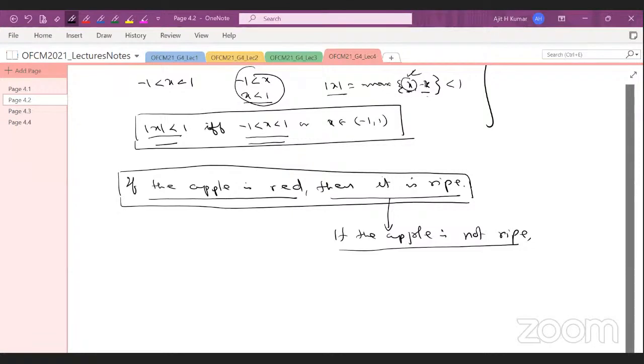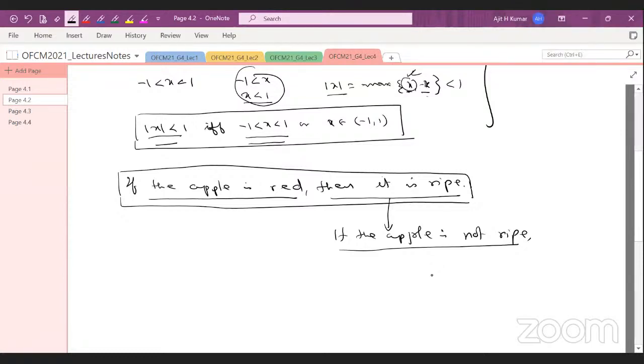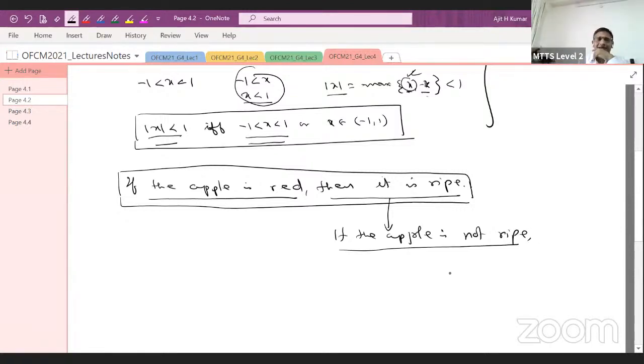Sir, then the apple is not red. No, that is my thing. I have said, if the apple is not ripe, that is what I have said. So what can you conclude? If the apple is not ripe, then it cannot be red in color. Very good. Then it cannot be red in color.